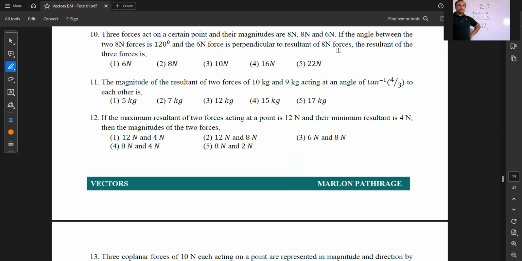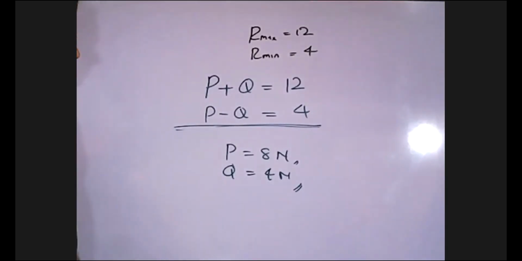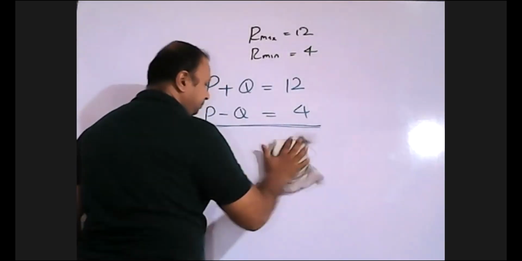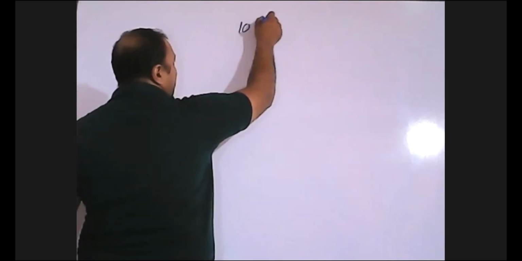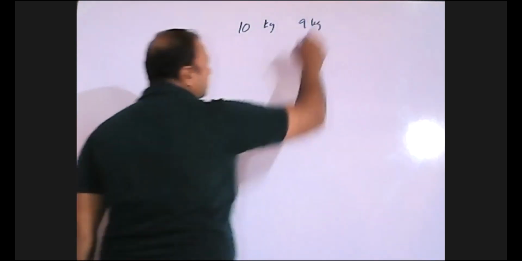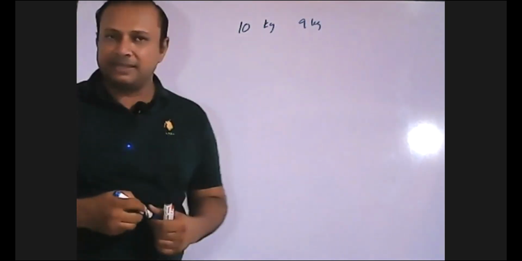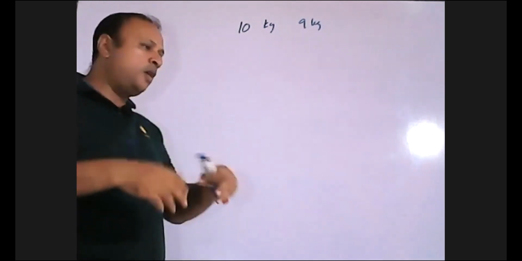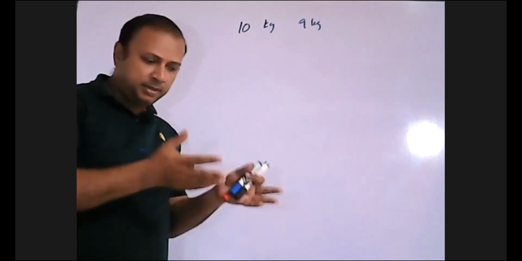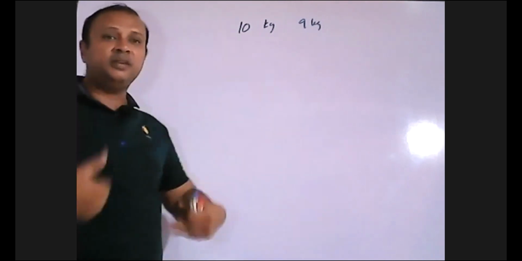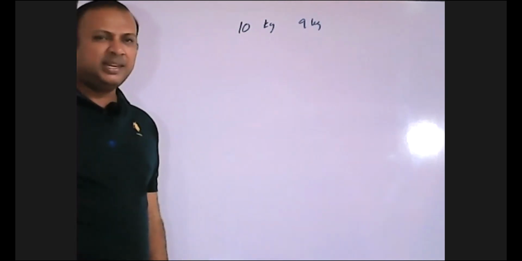Eleventh one. Okay, I will explain that. According to the 11th one, there are two forces, 10 kg and 9 kg. You don't want to convert that into Newton because my answers are in kg. If you want to convert into Newton, you can do that, but after calculating the resultant force, you have to convert it again into kilogram. So that is not required.